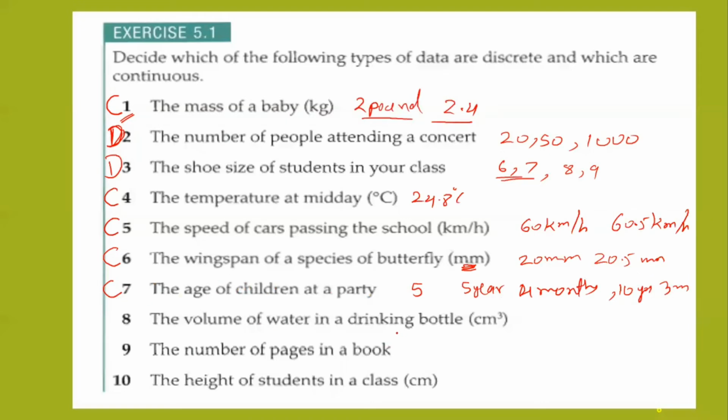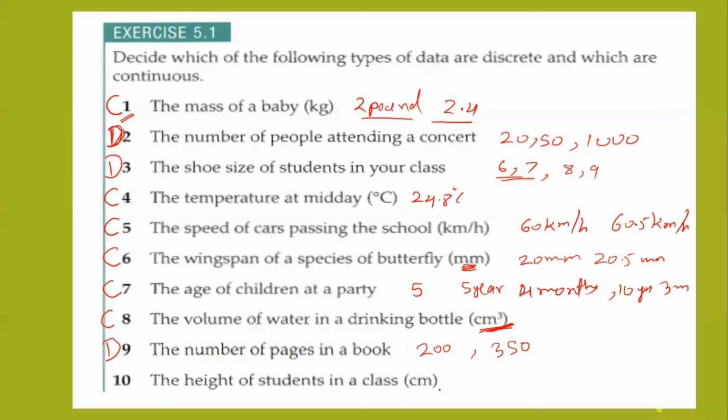The volume of water in a drinking bottle, again, it varies. Okay, so this is again measurable. That is why it is continuous. The number of pages in a book is countable. We can count it. Some books will have 200 pages. Some books will have 350 pages, right? So that is why this is discrete data.